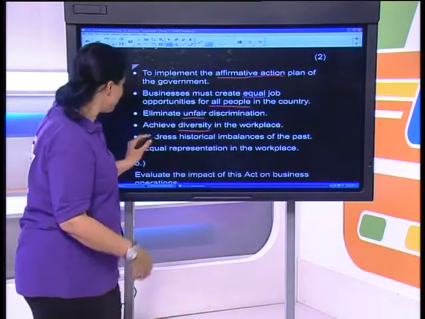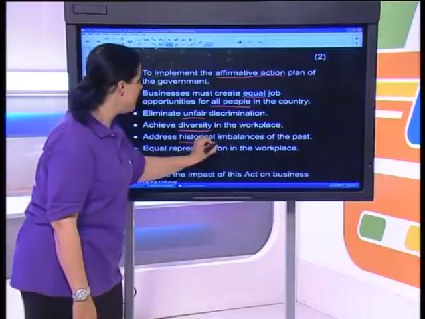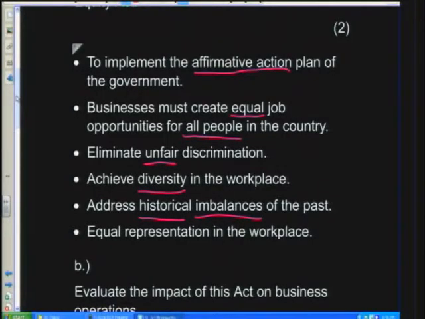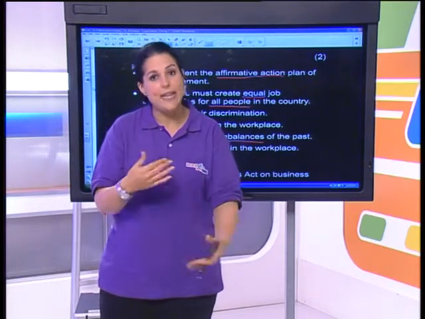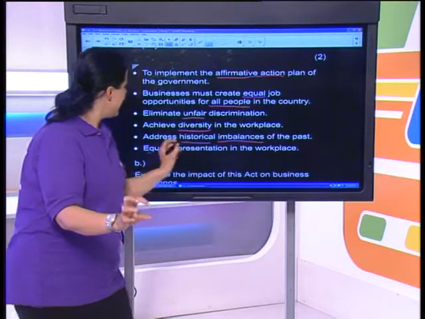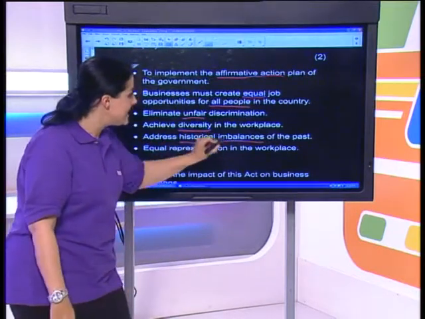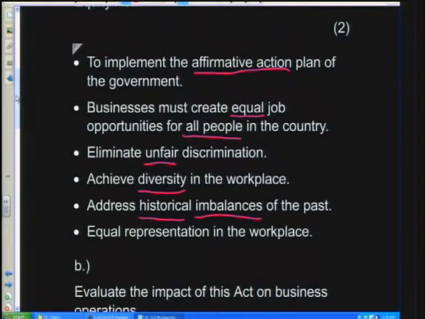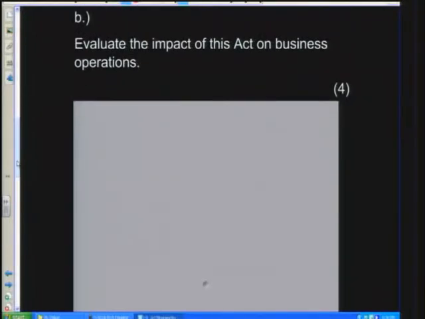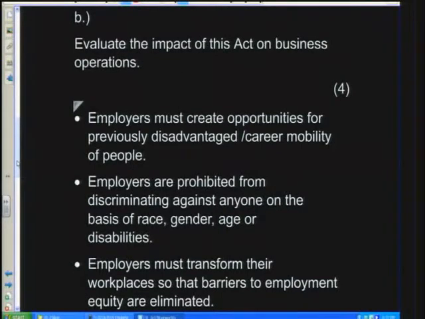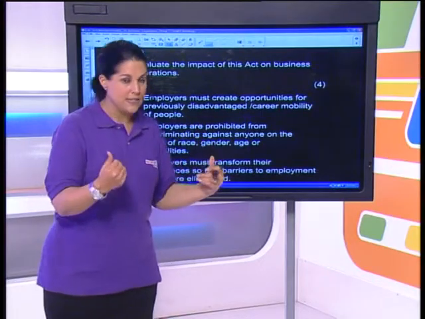Okay, next one. Address historical imbalances. Remember we said in the olden days, in apartheid, people didn't get the opportunity to go to school, to get that qualification, and now we're saying this is to address this, to bring back and fix this imbalance. And then once again, equal representation in our workplace. Question number B. Evaluate the impact of this act on the business operations. In other words, how is this act impacting me, the business?